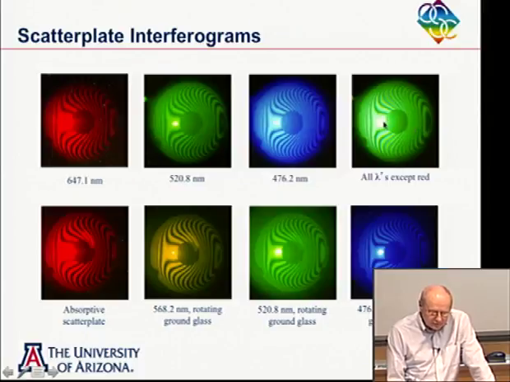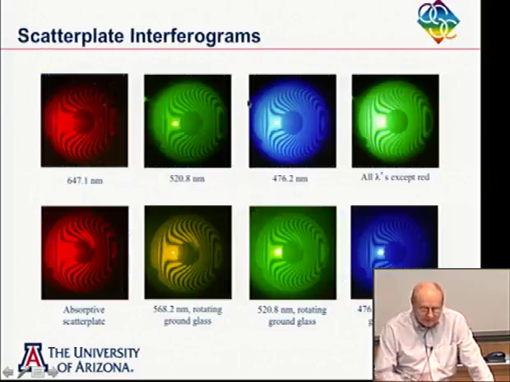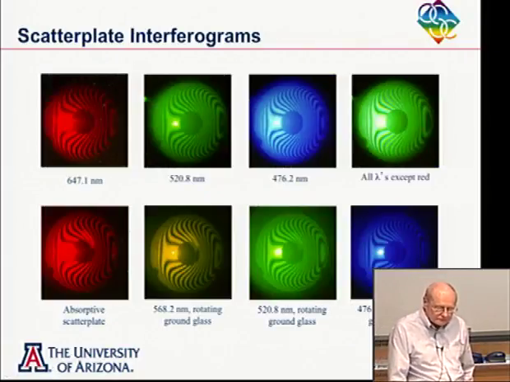In fact, there's a nice point. I'll say it from the next slide and then we'll come back. The OPD is 0 for the fringe passing through the hotspot. That is, a fringe passing through a hotspot, it's always a zero-order fringe. I mean, think about that. This is a very, very key thing here. So you always get a bright fringe where that hotspot is.